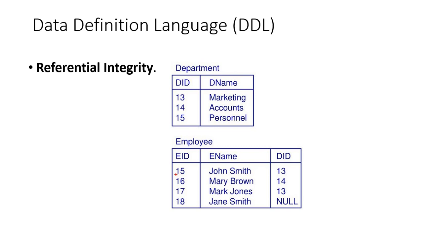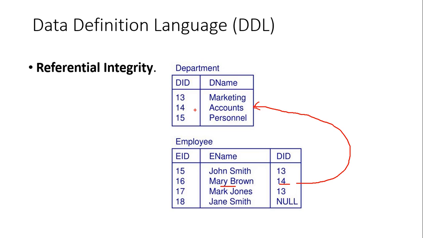We have employees here, many employees, and they are working in different departments. For example, John Smith is working in department number 13. And what is this department number 13? This is the employee details that I have. So if I want to know, I will have to go to the department table, and in the department table, 13 is marketing.